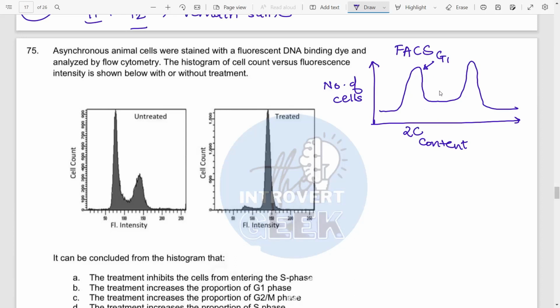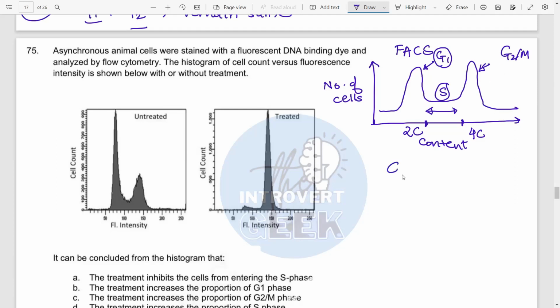Now, after G1, it goes to S. As you can see, S is kind of a range. It is between 2C and 4C. So this is the phase where synthesis is going on, replication going on. So the cells in the S phase will have anywhere between 2C and 4C. And finally, here is your G2 to M, where the cells have completed G2 and are going to M, or are either in G2 or M. There's no way of understanding which exactly, because once it has crossed its S phase, it has 4C, right? So this is how a typical FACS looks.